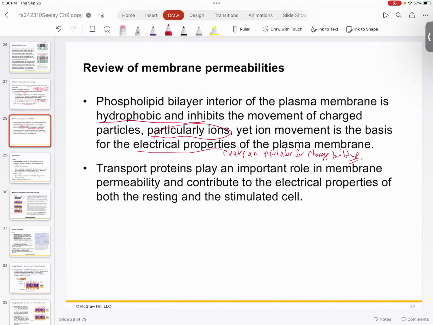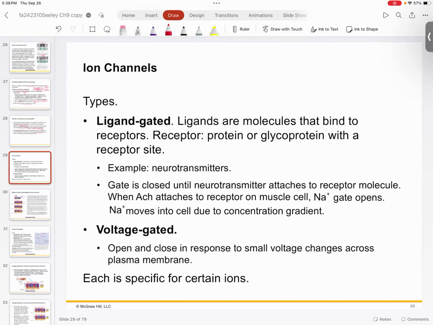And so then ultimately, once we build this electrical potential, our transport proteins, especially our channels, can play a role in creating this kind of electrical voltage change as we allow these positive ions to move through.